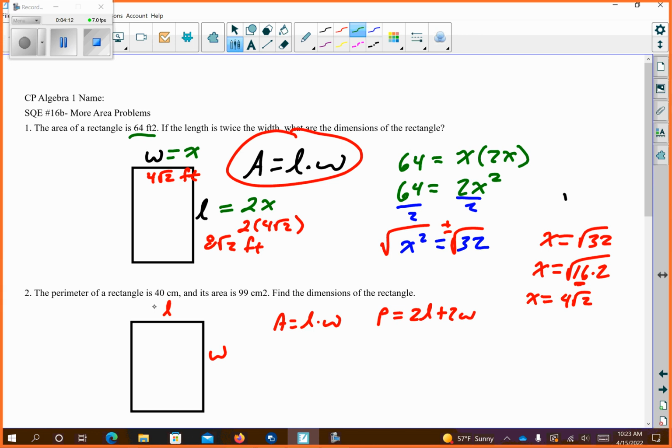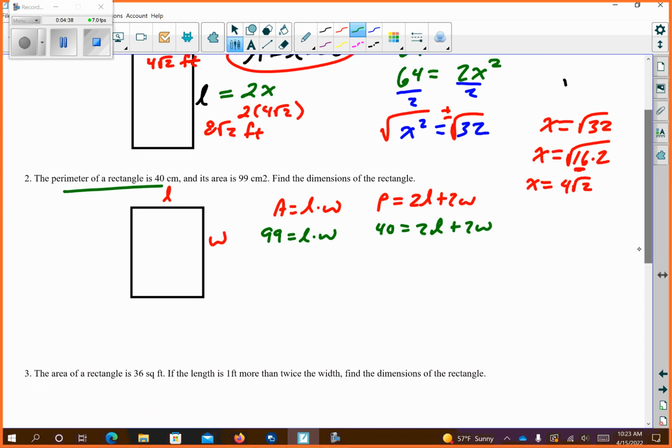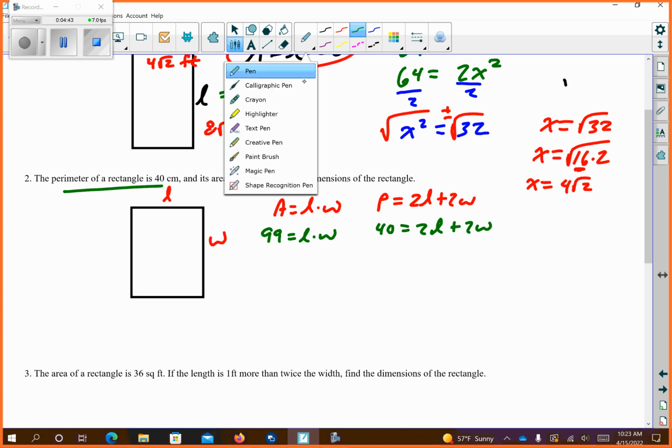So they told us that the perimeter is 40. So I'm going to get 40 equals 2L plus 2W. I feel comfortable about that. And then we know the area is 99, and that's length times width. So those 2 green equations down there, what do you think? What could we do with those? What could we do with those 2 equations?